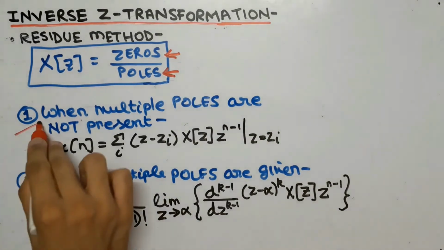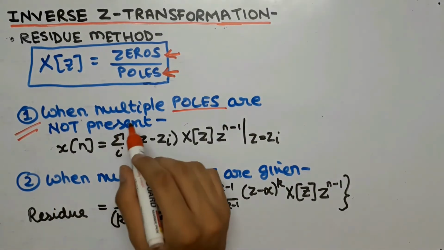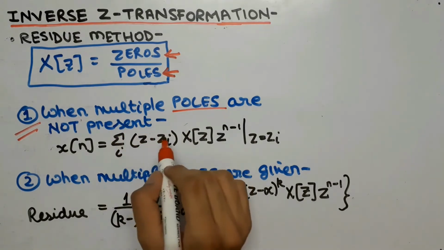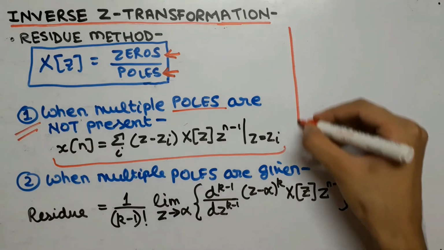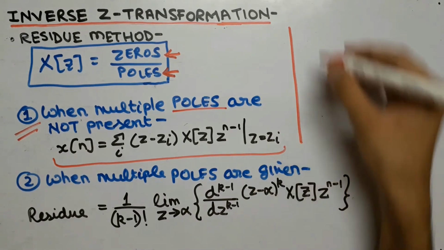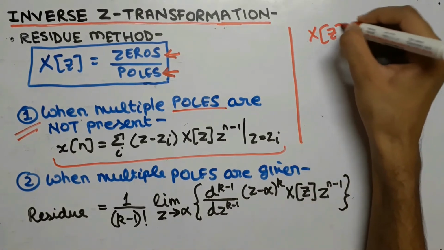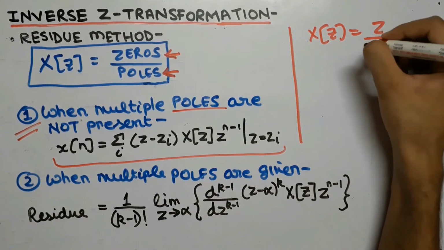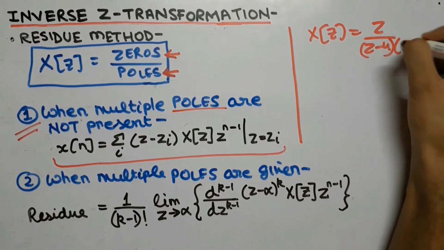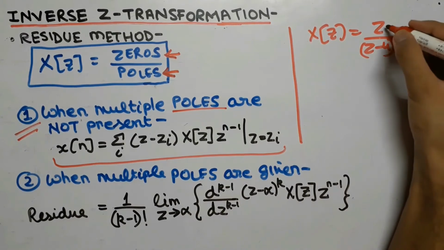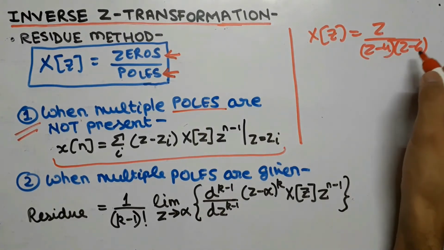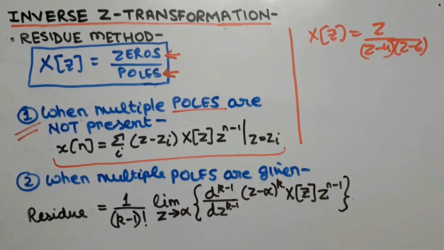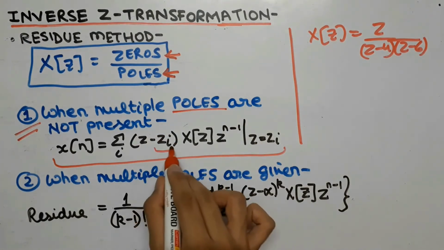So first of all, we will look at the first condition. That is, if multiple poles are not present, then we will use this formula. That is, we will understand this formula with the help of an example. Now let us suppose that we have z upon z minus 4 into z minus 6. Now z over here is the 0, that is this, and z minus 4 into z minus 6 are the poles.